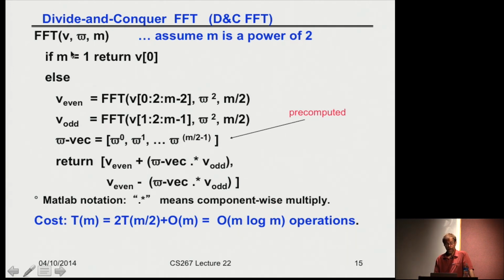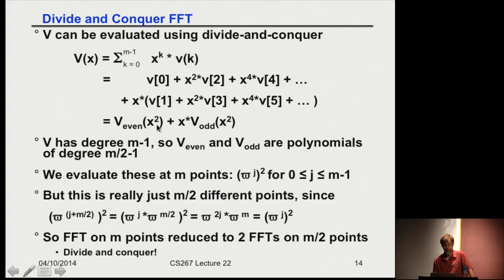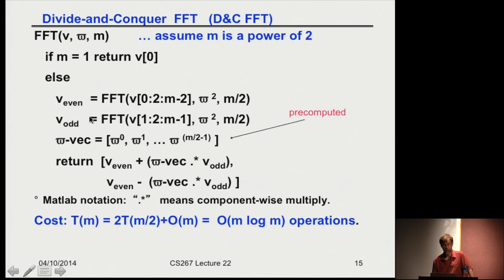So what's the base case in my divide and conquer? If it's just a polynomial of degree 1, then the answer is just v0. There's no work to do. Otherwise, I take the even numbered coefficients. This is MATLAB notation, so this is v sub 0, v sub 2, v sub 4, etc. I evaluate it. That's a problem with half as many coefficients, so it's m over 2 instead of m. It's evaluated at omega squared, so that x squared there turns into omega squared there. So I do the evens and the odds, two problems of half the size.